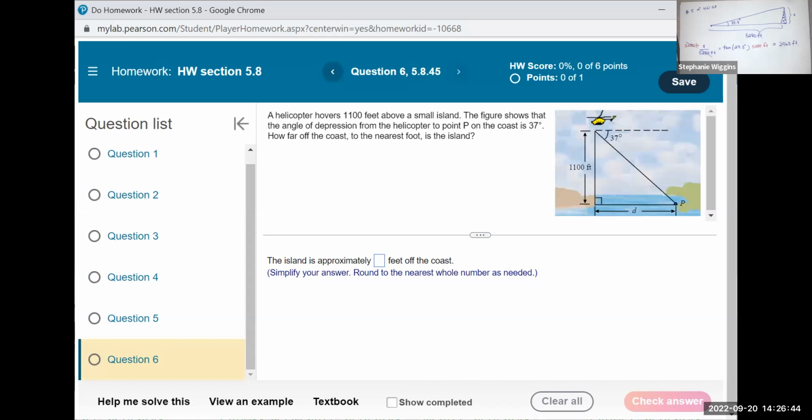So we're looking for the opposite. We know the adjacent. So just like in the previous problem, you're going to take D divided by 1100, but you're not going to take tangent of 37, because D divided by 1100 is tangent of this angle here, which is the complement to 37. So that angle is 90 minus 37.